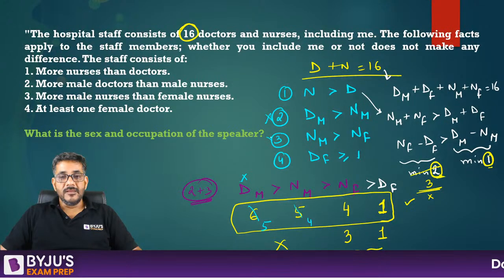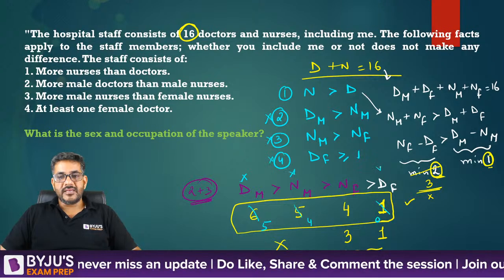If the person is a female doctor, the moment you exclude him, you have 0 female doctors. Statement number 4 would not be satisfied. That female doctor should be greater than equal to 1. So therefore, the person must be a female nurse, because if he is a female nurse, even if he is not included, still everything is satisfied.